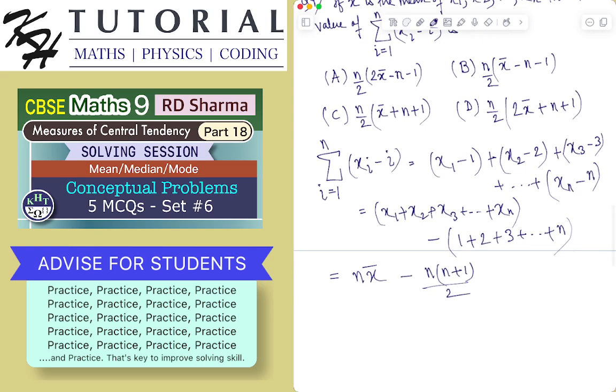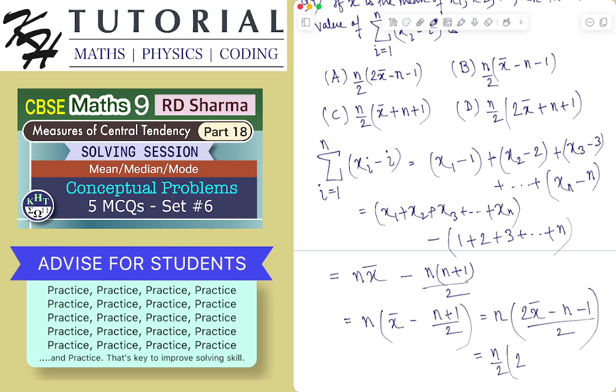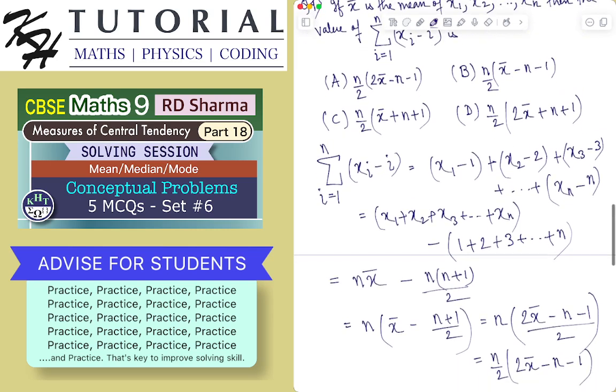So if I take n common, I have n multiplied by x bar minus n plus 1 by 2. If I simplify the expression inside the bracket, I have 2x bar minus n minus 1, whole divided by 2. So this is equal to n by 2 multiplied by 2x bar minus n minus 1. So the correct choice is A. A is the correct choice.